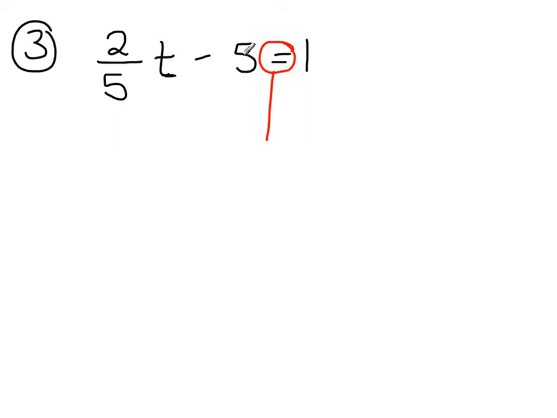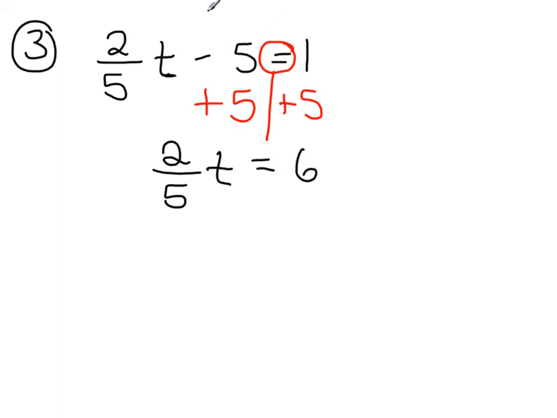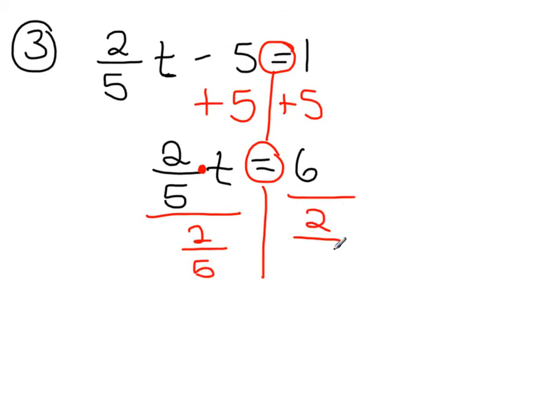We have a minus 5. So to do the opposite, we add 5. And what we do to one side, we must do to the other. So now we have 2/5 t equals 6. And just remember, back to multiplication principle, this is 2/5 times t. And whatever we do to one side, we want to undo it, so we divide by 2/5. We must do the same to the other.